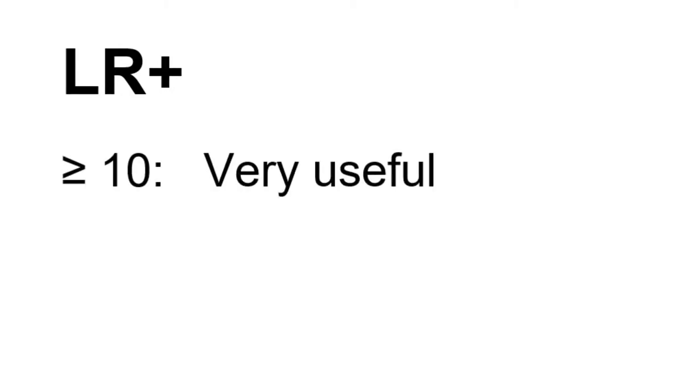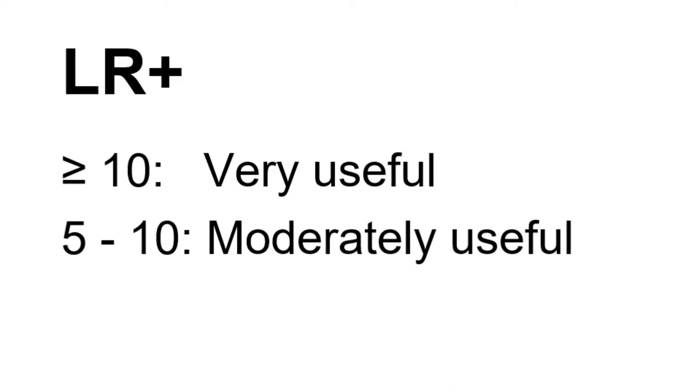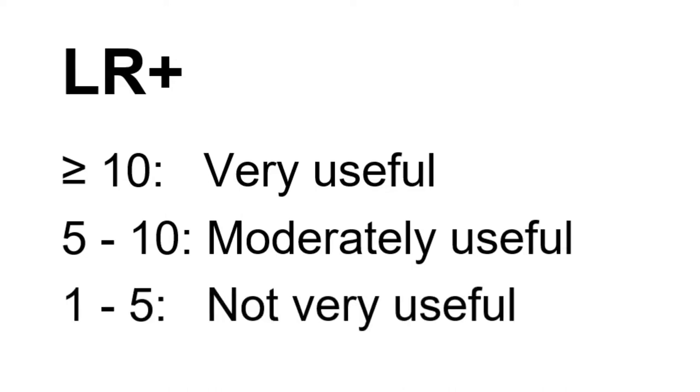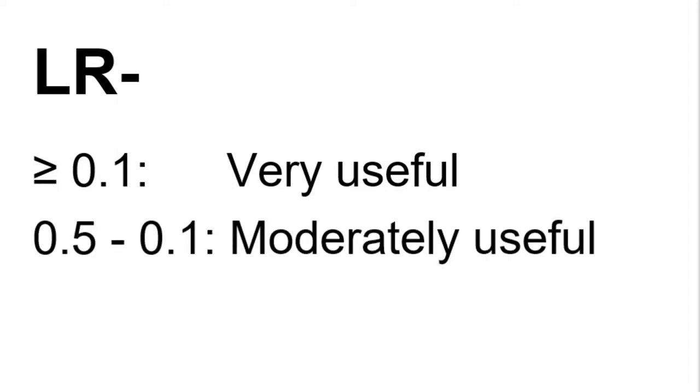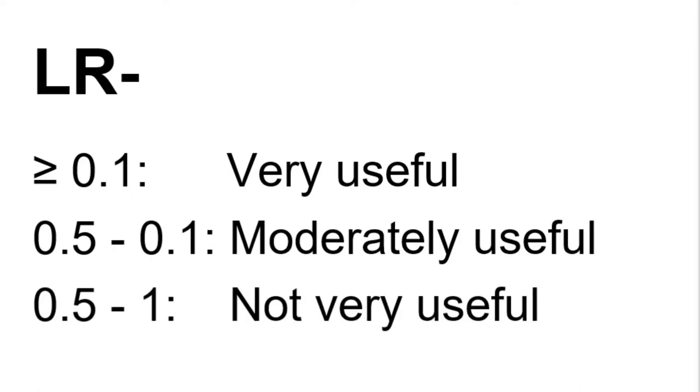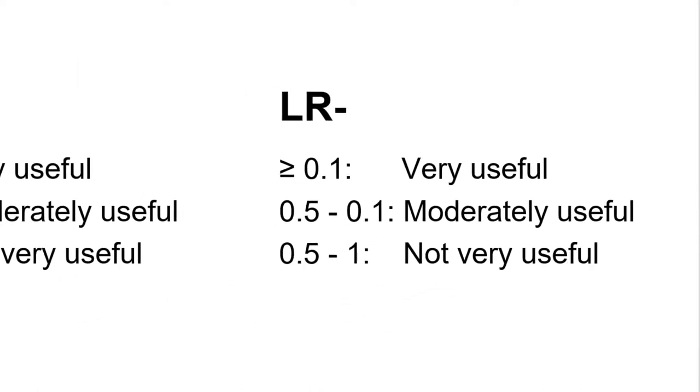Keep in mind, positive likelihood ratios greater or equal to 10 are very useful, because this is a large change and moves post-test probability much closer to the treatment threshold. Between 5 and 10, they are moderately useful, and from 1 to 5, they aren't very useful. Negative likelihood ratios, less than or equal to 0.1, are very useful because this is a large change and moves post-test probability much closer to the no treatment threshold. Between 0.5 and 0.1 are moderately useful, and from 0.5 to 1 are not very useful.